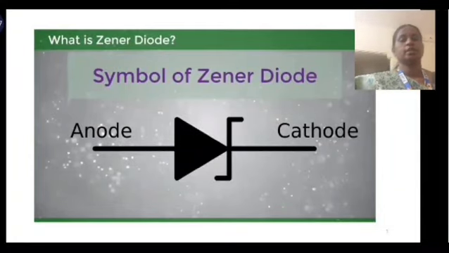Dear students, in today's class let us discuss another semiconductor diode called the Zener diode. Like a semiconductor diode, the Zener diode also has two terminals, that is anode and cathode, and it is also a single junction device.